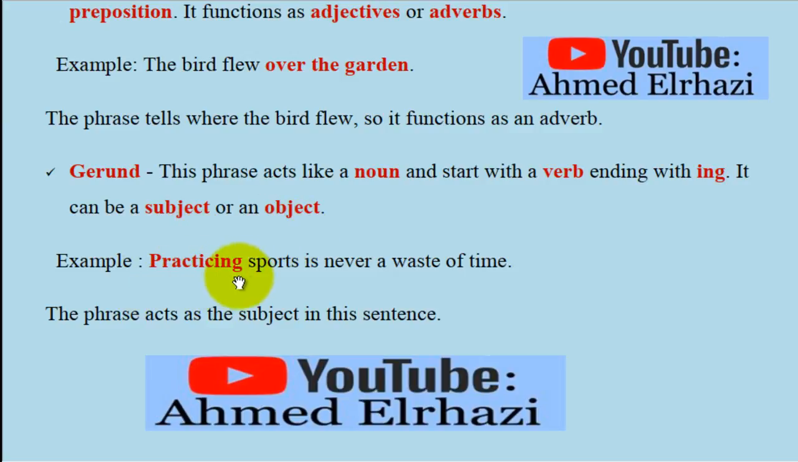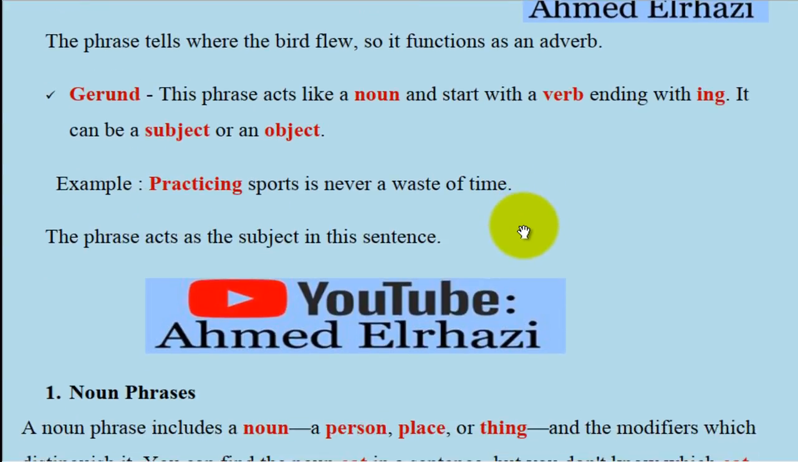Example, practicing sports is never a waste of time. شو دابا ولات practicing sport هذه phrase gerund phrase because it acts like a noun. Practicing sport is never a waste of time. ممارسة الرياضة يعني ماشي ثلاثة verb plus ing. اوكي يعني تندوي على الفانكشن ديالها as a noun هي verb practice plus ing but in function it is a noun. The phrase acts as the subject in this sentence. It acts as a subject.